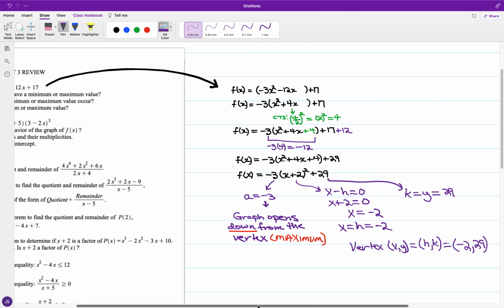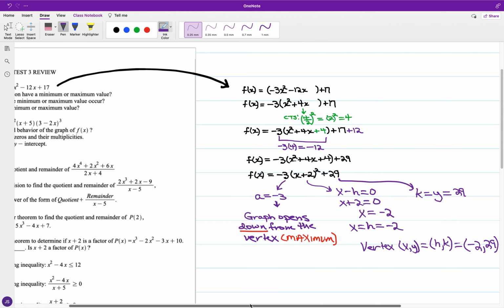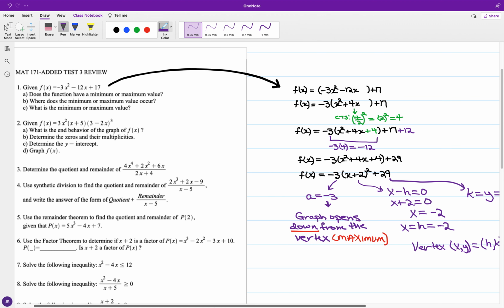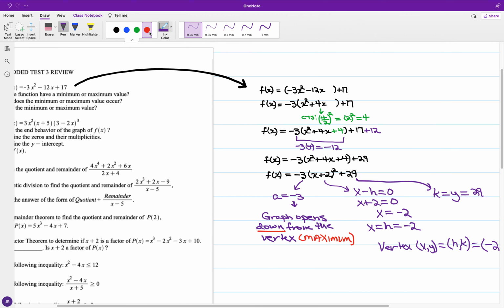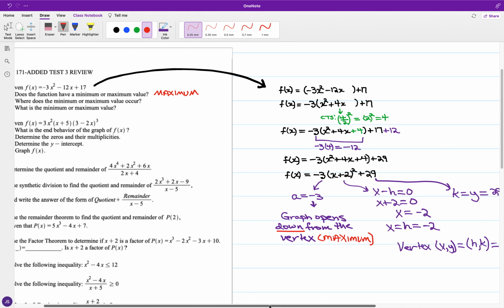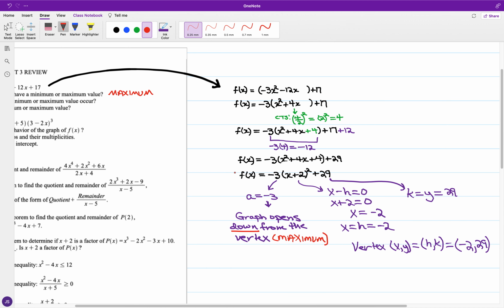And so in terms of addressing what we have here, it's asking, does the function have a minimum or maximum value? Since the vertex is a high point, this one is going to have a maximum. And then for the next part, it's asking where does the minimum or maximum value occur? And that is going to be what we have for the h, or the x value. So it's going to occur at negative 2.